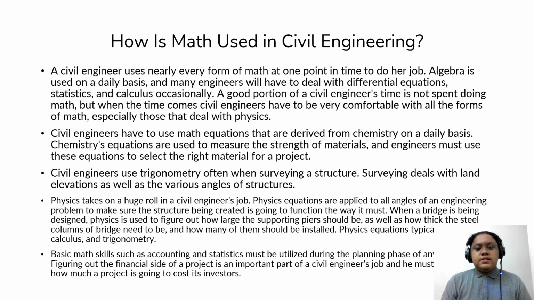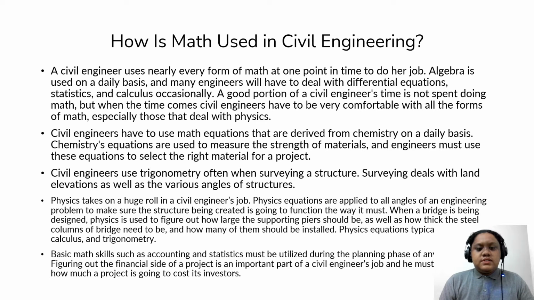Civil engineers use math equations that are derived from geometry on a daily basis. Geometry equations are used to measure the strength of material, and engineers must use the equations to select the right material for a project. Civil engineers use trigonometry often when surveying a structure. Surveying deals with length as well as various angles of the structure.